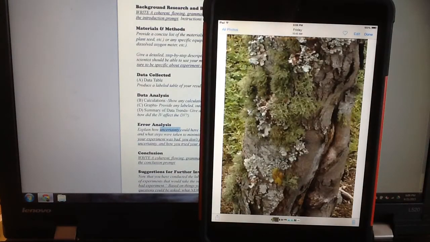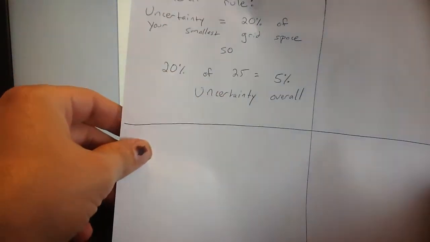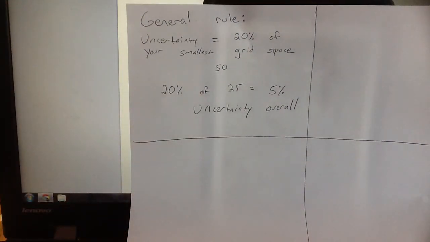Instead of just taking one look and taking a swing at it, what we do is we look closer, and the grid has some advantages. There's a general rule of uncertainty, and that is 20% of your smallest grid space, whether you're working with a grid, a piece of graph paper, or even a ruler, reading between the lines of a ruler, 20% of your smallest grid space equals your uncertainty. So each grid is 25 parts out of the whole, and so 20% of 25 gives us an overall uncertainty of 5%. So, to sum up, there could be some variance in how we estimated the coverage. Using a 4-square grid reduces the overall uncertainty to 5%.